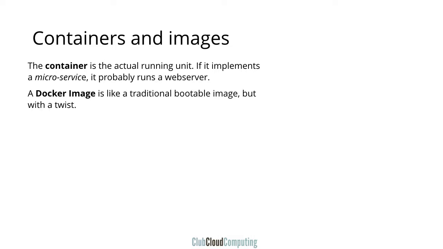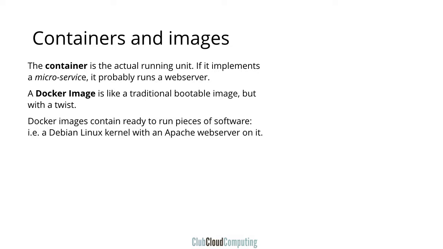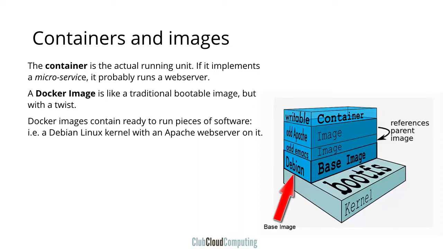Now the Docker image is what this is kind of booted off from. It's like a traditional bootable image, but it's slightly different. And I'll talk about that in a second. Docker images contain ready-to-run pieces of software. It could be like a Linux kernel with an Apache web server on it. And here's a picture, an architectural diagram from the Docker website that explains that in a little bit more detail.